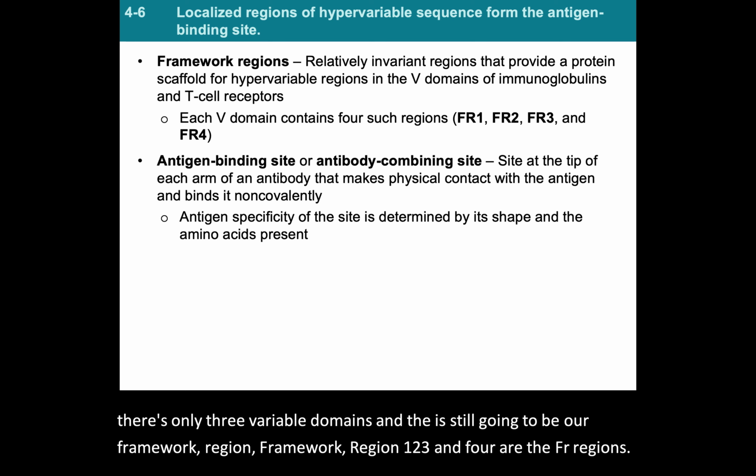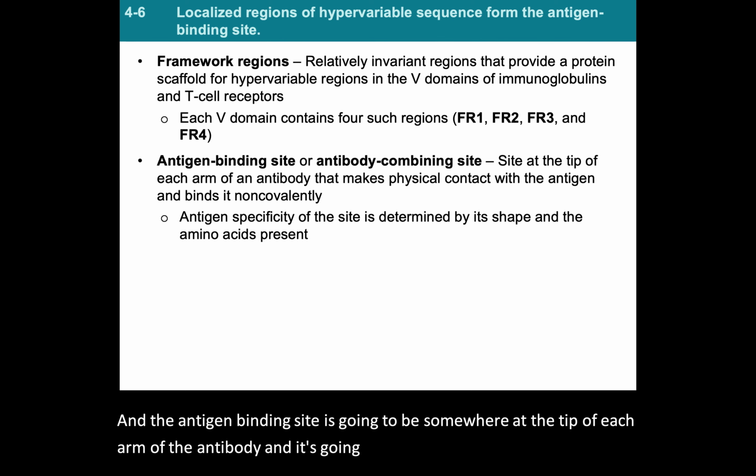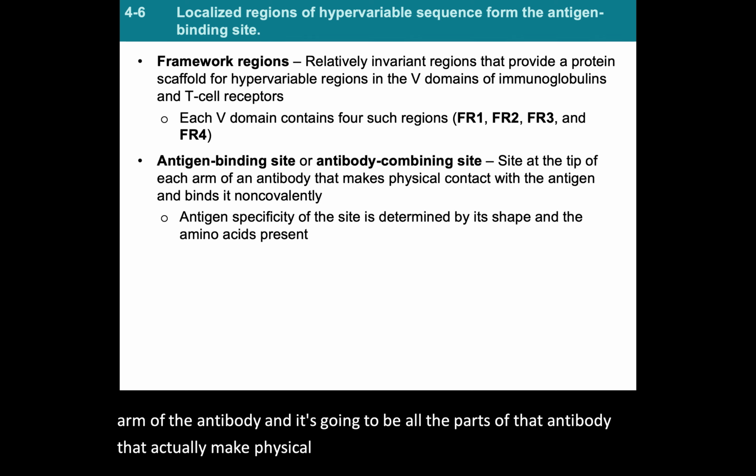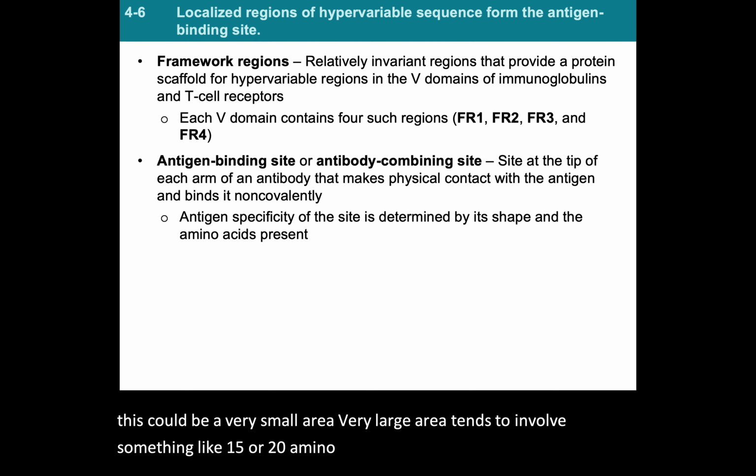And the antigen binding site is going to be somewhere at the tip of each arm of the antibody. And it's going to be all the parts of that antibody that actually make physical contact and bind non-covalently to the antigen. So yeah, this could be a very small area, a very large area. It tends to involve something like 15 or 20 amino acids for each antigen binding site.